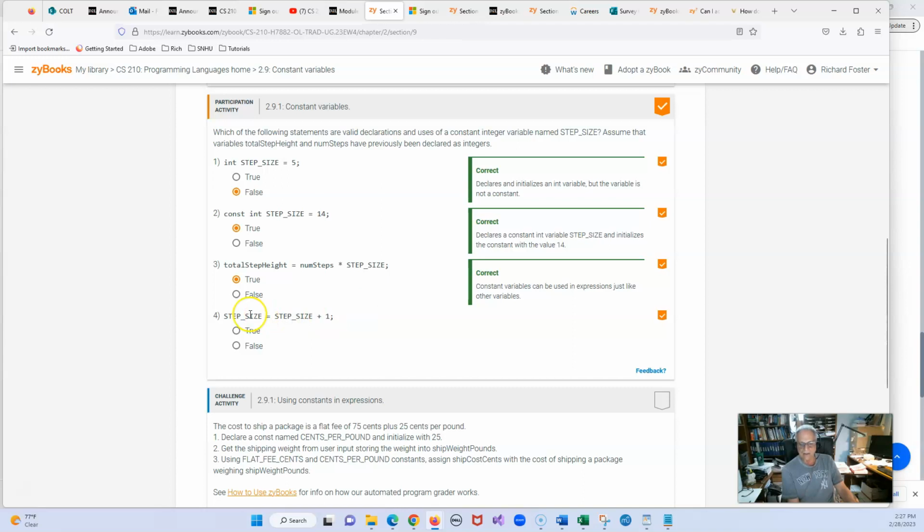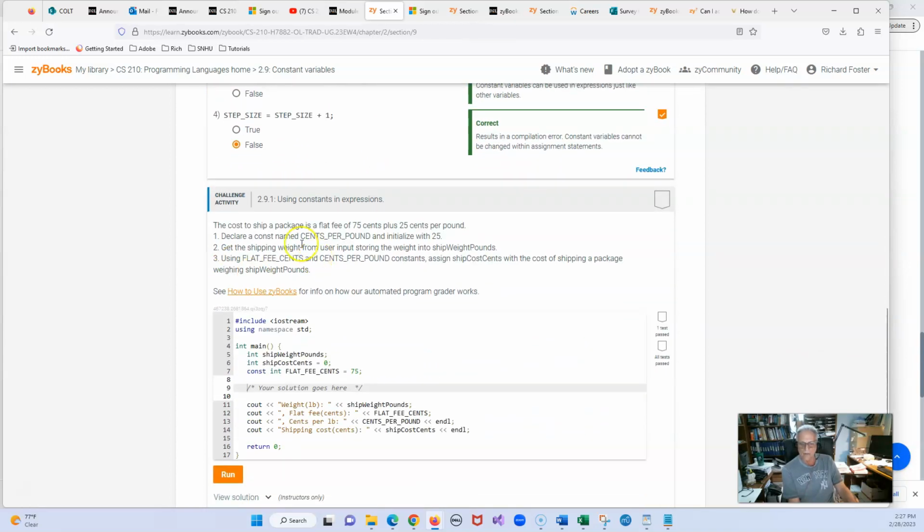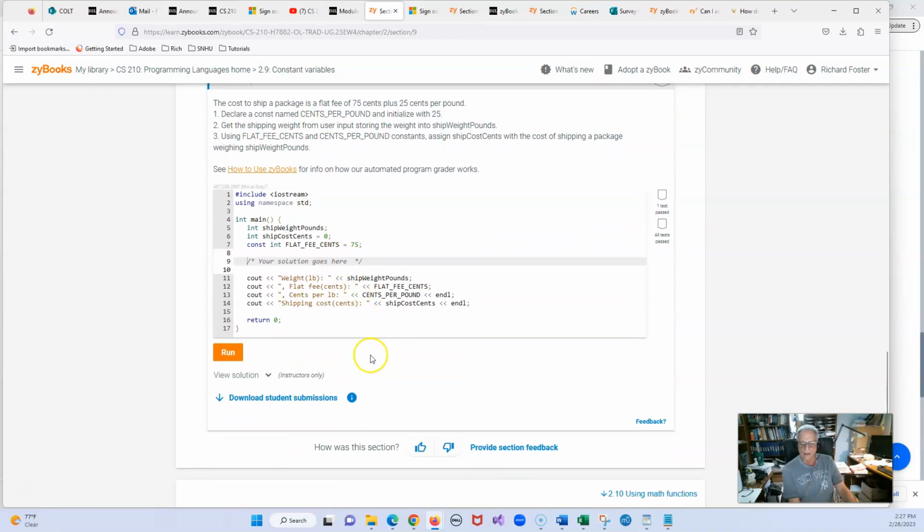If it's a constant, we cannot change the value of a constant. It's always going to be the same. So if you initialize step size here as 14, and then you try to do this, you're going to get a compilation error saying the value of step size cannot change. So let's go with false, and let's see what happens. And so you're going to get a compilation error in here. So I'm going to let you work on this, and hopefully that will be fairly easy for you.